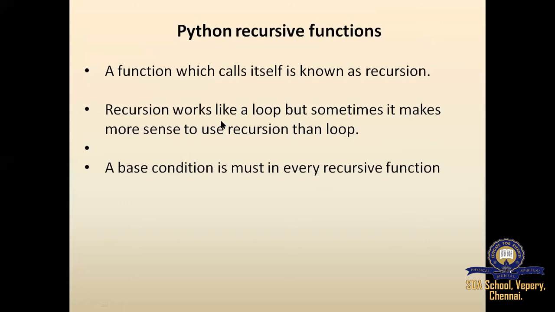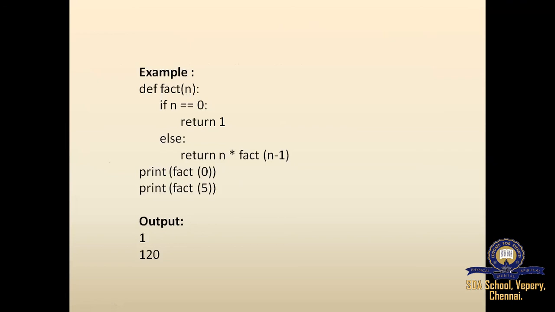Just as you have an end condition for a loop, for recursion we also have an end condition that we call the base condition. Now look at this program here. They have declared a user-defined function, fact. Inside fact, they have used an if condition and they check the value of n. If the value of n is equal to 0, return 1. Else, return n into fact of n minus 1.